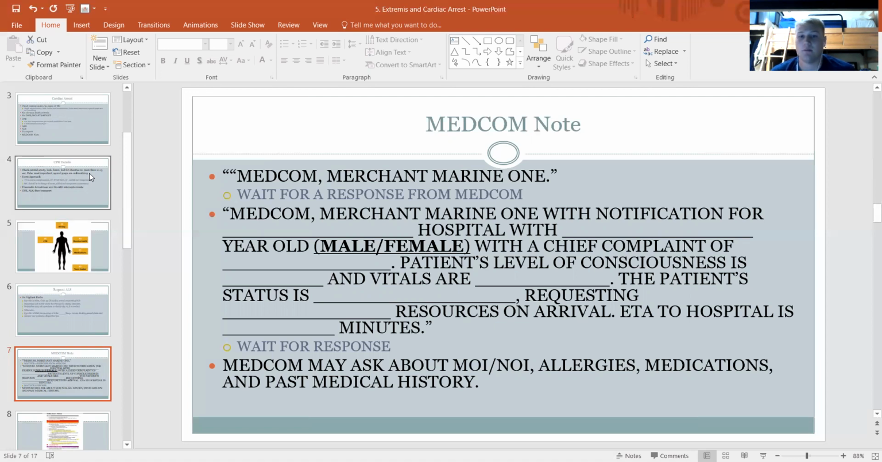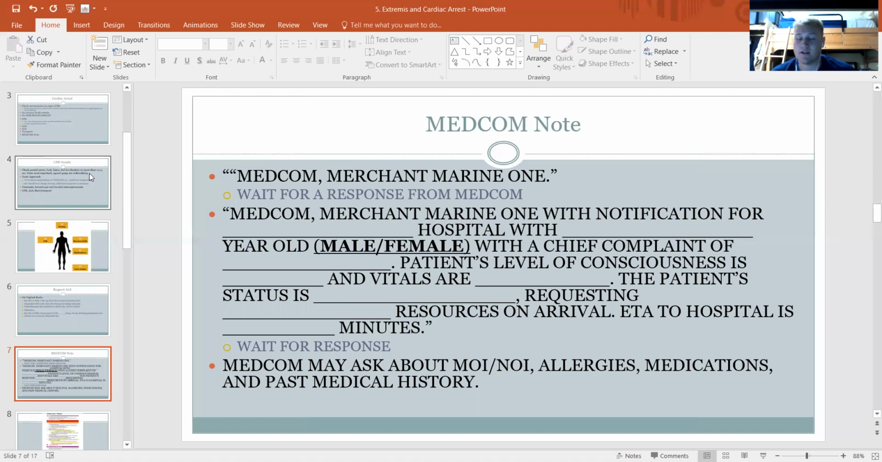So you need to say "MedCom, Merchant Marine 1 with notification for" whatever hospital you're going to, which typically for us will be North Shore Manhasset, with a patient of whatever age, male or female, with the chief complaint of whatever is going on. Then you're going to state the patient's level of consciousness, vitals, and status, and whatever resources you are requesting from the hospital, as well as the ETA to the hospital.